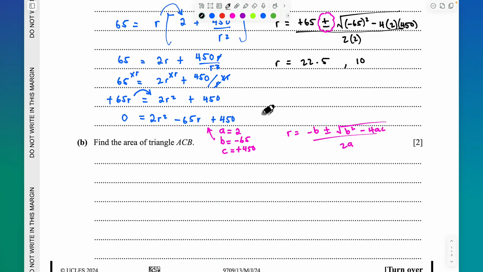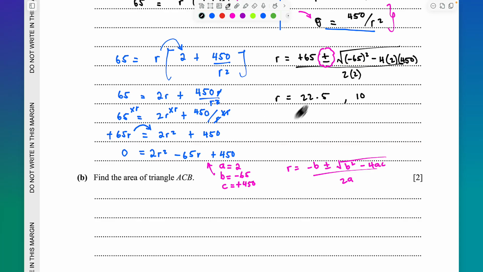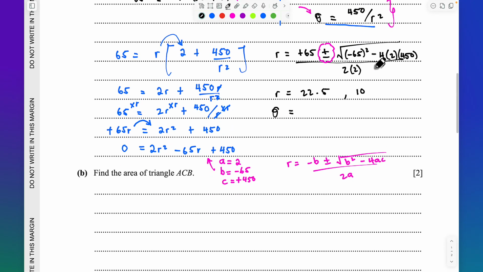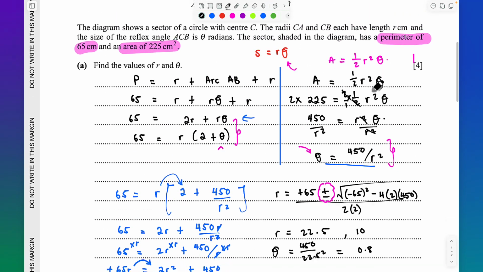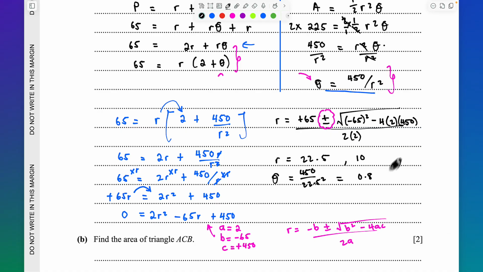But maybe what we can do is say, okay, I have 2 answers of radius. Each of these is going to give me a specific answer of theta. Remember, theta is equal to 450 divided by r squared. So we're going to say 450 divided by 22.5 squared. That's going to give us an answer of 0.889 basically radians.